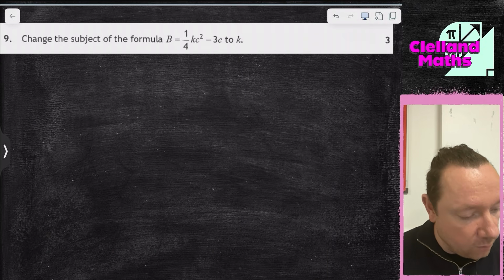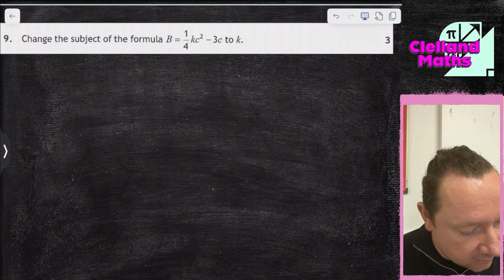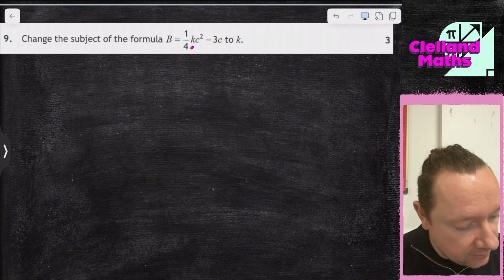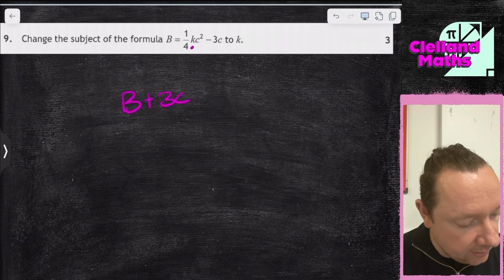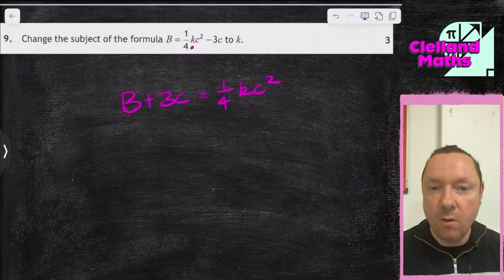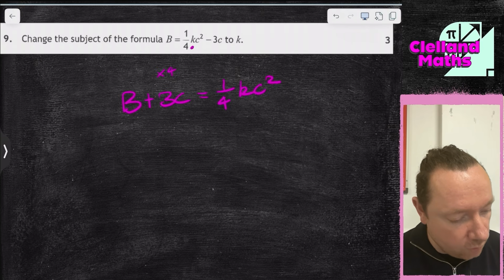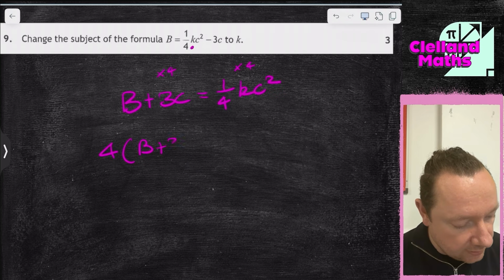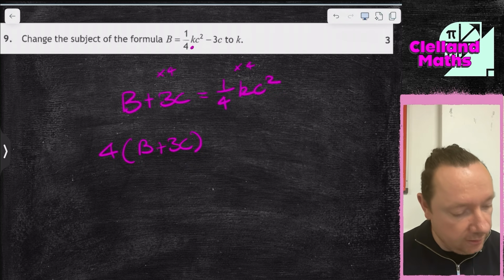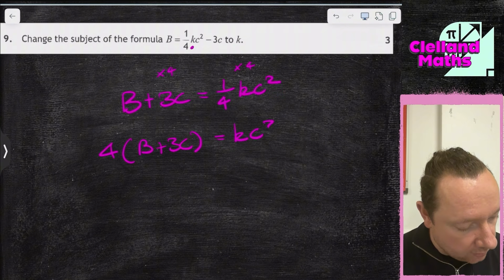Change the subject of the formula to k. So where's my k? It's right here. So I need to add 3c first. b plus 3c equals a quarter k c squared. Now I want to get rid of that quarter, so I'll times both sides by 4. So 4 bracket b plus 3c, or 4b plus 12c, equals kc squared.